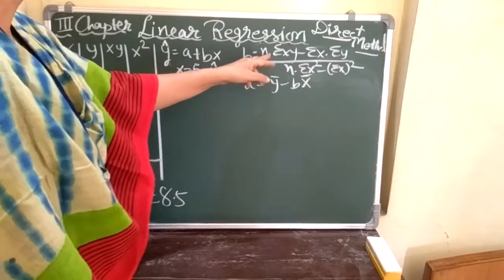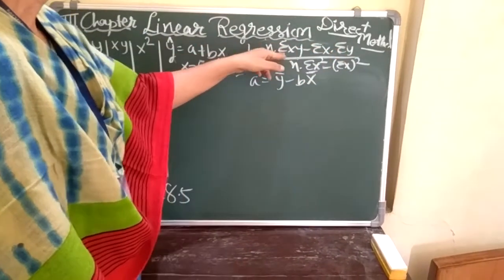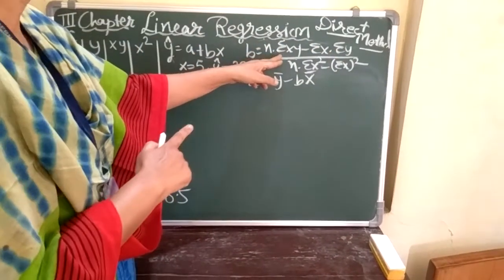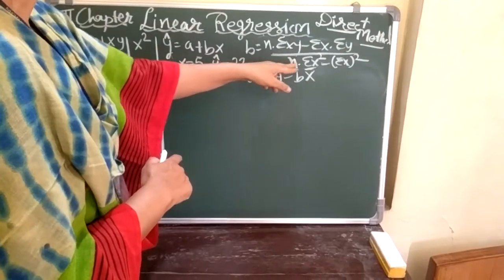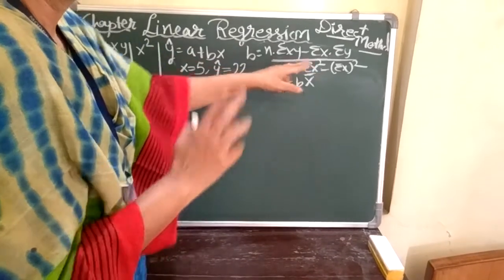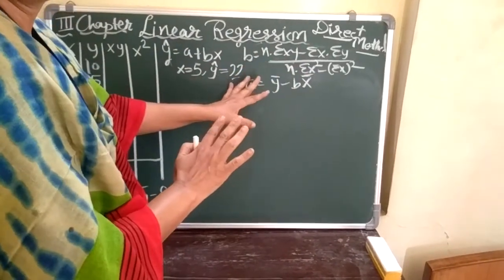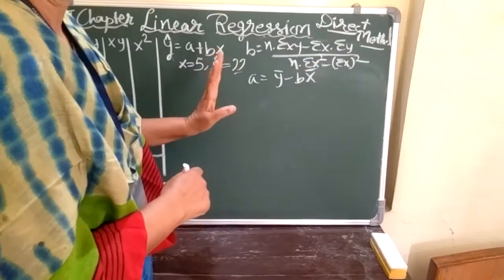The formula for that is n sigma xy minus sigma x into sigma y. The numerator is the same as the formula of r, while in the denominator we are using only the values of x. And secondly, the root is not there. You can see n sigma x square minus sigma x whole square.